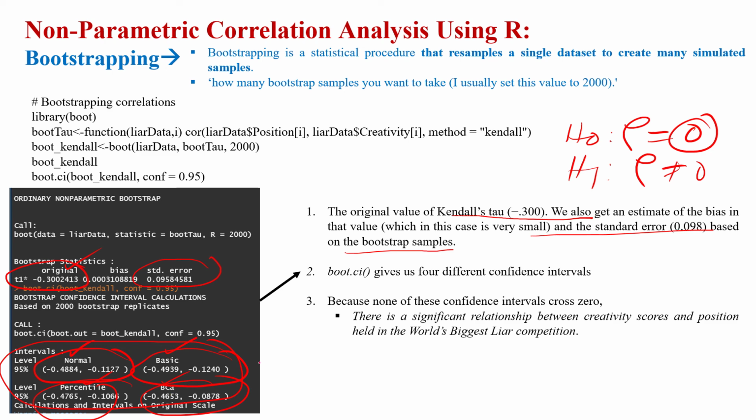So from the bootstrapping, we can conclude that there is a significant relationship between the creativity score and the position held. As the creativity score starts increasing, your position number is decreasing. Position decreasing means you are getting a higher position, in terms of position number 1, 2, 3, right? I hope it's clear how you can perform the correlation analysis in R, the parametric, especially the Pearson correlation coefficient, and how you can interpret it. Similarly, the non-parametric, which is Spearman's, Kendall's, and bootstrapping.